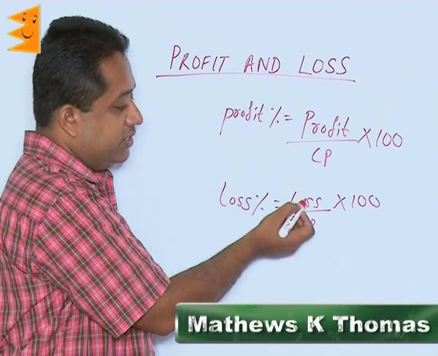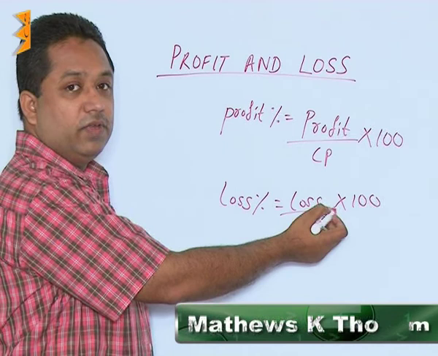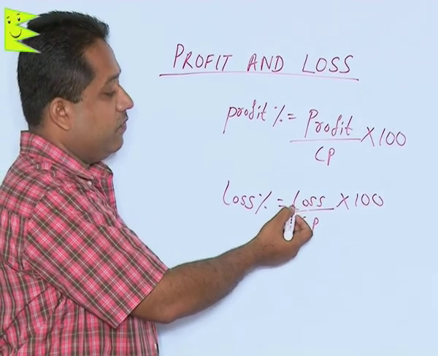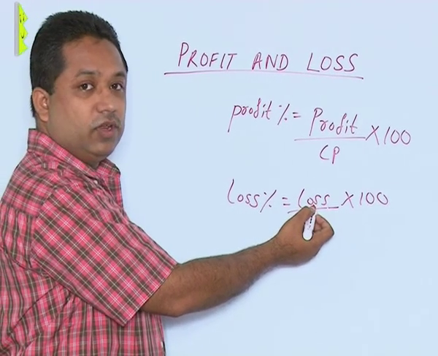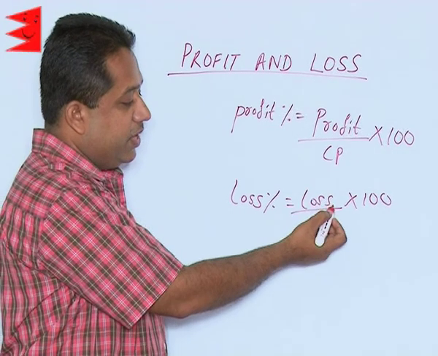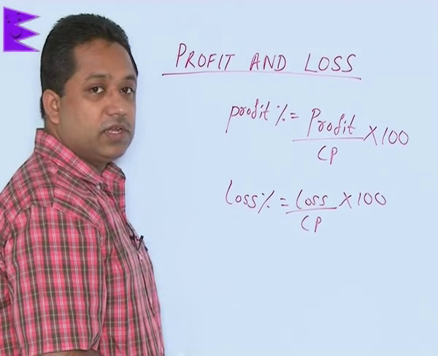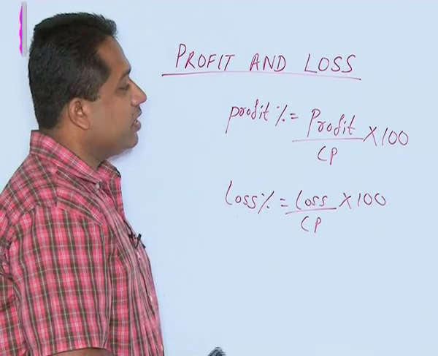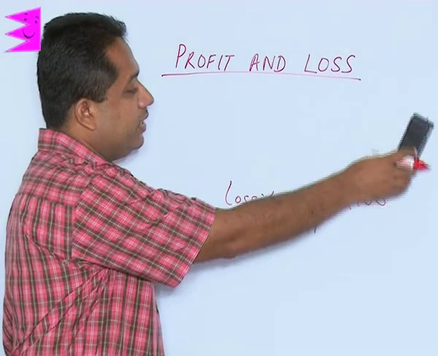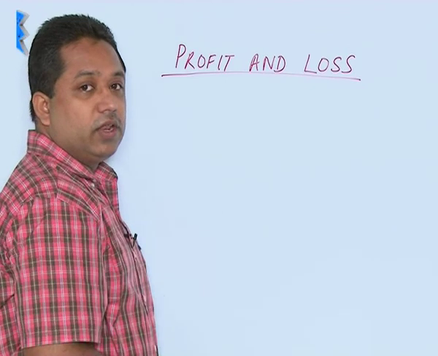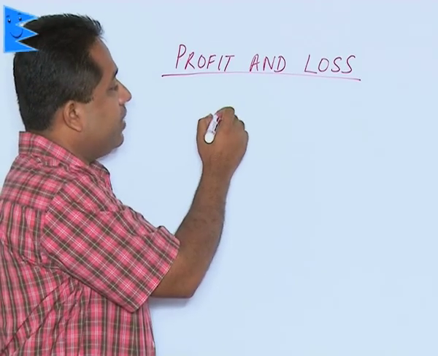First we are going to find out the profit, then substitute here, you will get the profit percent. Similarly, loss percent is loss upon CP into 100. Therefore first we are going to substitute the value of the loss. What is the value of the loss? The loss is CP minus SP, and therefore once we get the loss, we will be able to find the loss percent as well. Now let us consider a question to calculate the profit and loss and profit and loss percent. Let's say a man buys a shirt.